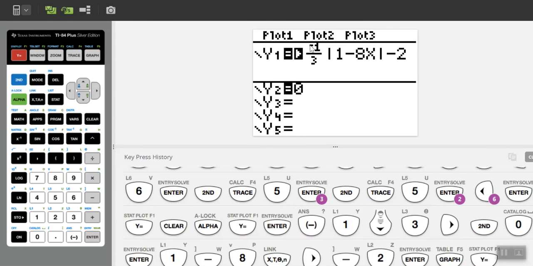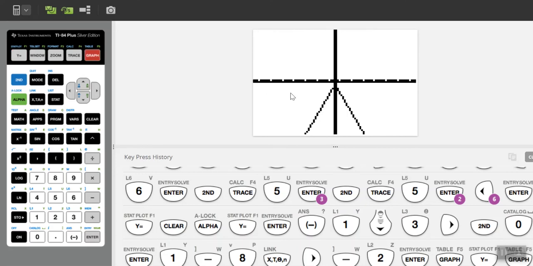Okay, if it's positive, it opens up. It's negative, so it opens down. 1/3 means it's a little wider. But the point is, looking back at the graph, does it cross y equals 0 or the x-axis? No, it doesn't. That's why there's no solution, because it doesn't cross.